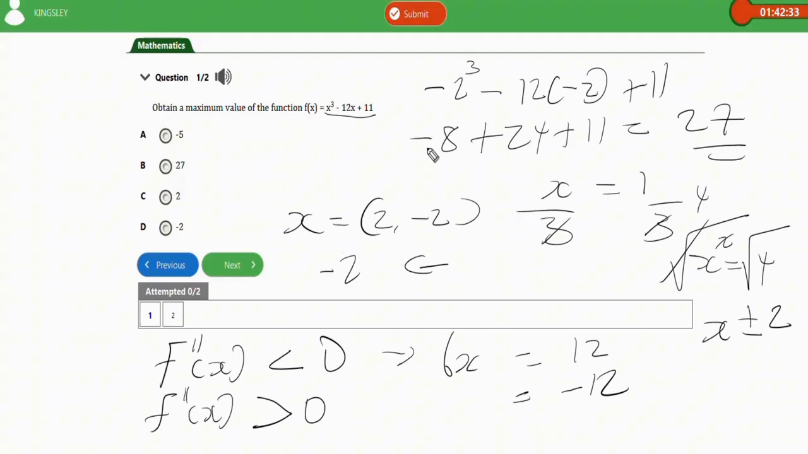The correct option is option B, 27, and not -2. Alright, so that's it for this question.